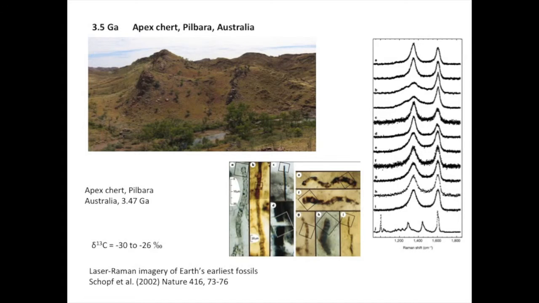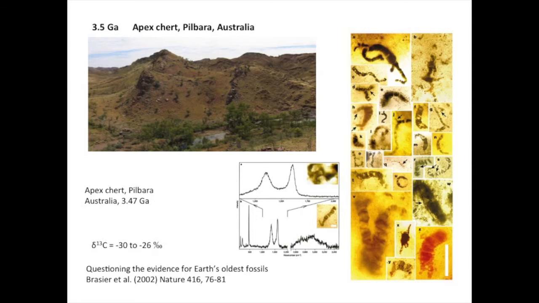Later a paper was written by Schopf et al. showing also the Raman spectrum of these structures. And it was claimed that these are Earth's earliest fossils. Intriguingly, in exactly the same issue of Nature, Brasier et al. showed exactly the same structures from exactly the same rock with exactly the same Raman spectra, arguing for a biologic origin of these structures. And there are several arguments, but the most important argument is these structures were not found in the stratiform part of this chert, but in this part here, which is a feeder dike.